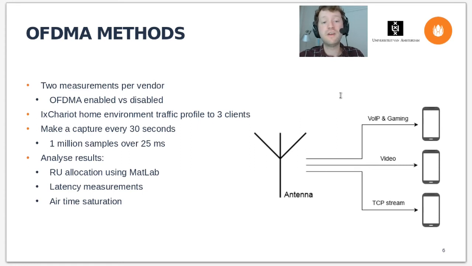Next are the downlink OFDMA experiments. Two different measurements are made to compare the performance increase of downlink OFDMA. IEEE is used to generate the traffic using home environment profiles. 3 Samsung S10 mobile devices are used to send the traffic to. Multiple spectrum captures are made over the course of the transmission. From these captures, the resource unit allocation and the airtime saturation are determined.